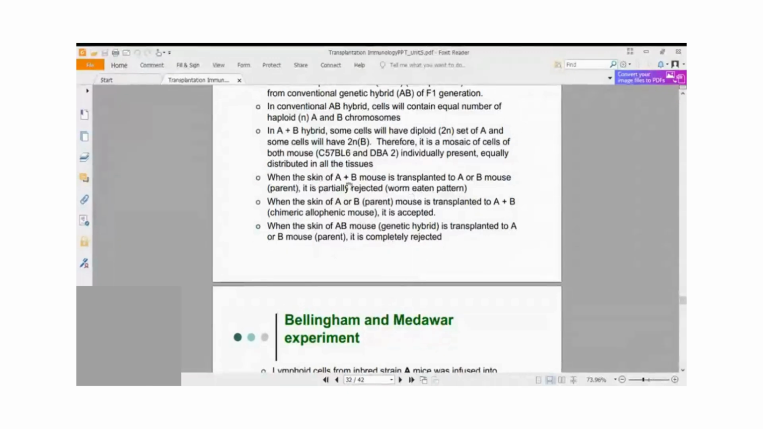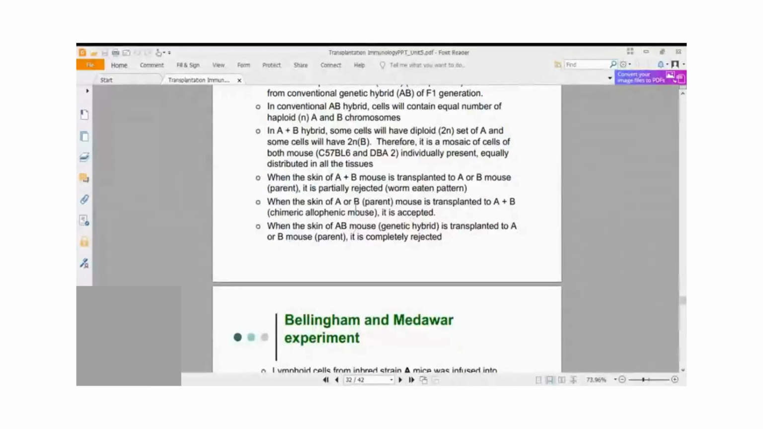It is different from the first example. In the first example, when A plus B mouse was transplanted into A and B, it was partially rejected and partially accepted, resulting in a worm-eaten pattern. But in this case, when you transplant the AB mouse graft to A or B, it will be completely rejected because there is no tolerance. The genetic constitution of this AB hybrid is different from parent A and parent B. Similarly, vice versa: if you transplant the skin of A to AB, it is rejected completely. Similarly, B to AB is rejected completely.